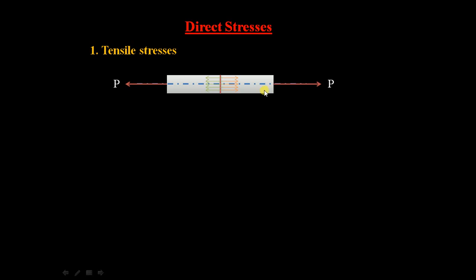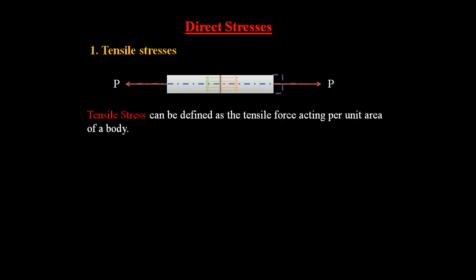In the same way, whatever definition we have given for stress, the same definition we can give for tensile stress. But here we need to consider the tensile force. So what definition can we give now? Tensile stress can be defined as the tensile force acting per unit area. General stress means stress acting per unit area. In the same way, we have defined tensile force acting per unit area as tensile stress. Next we go for compressive stress.